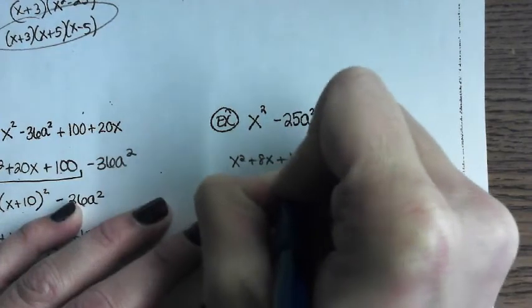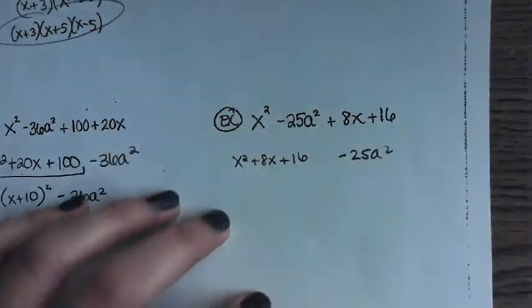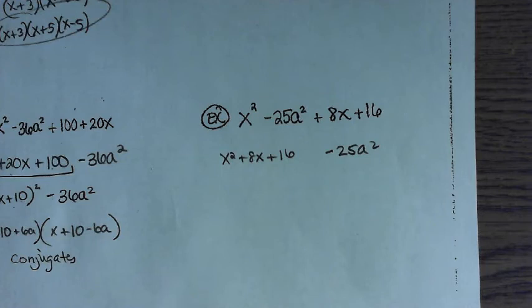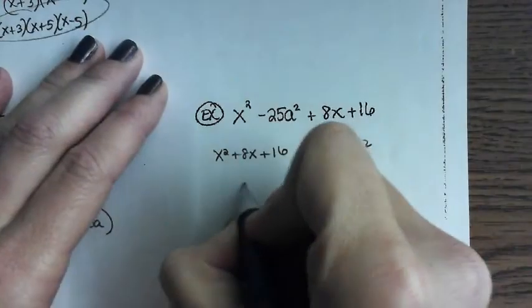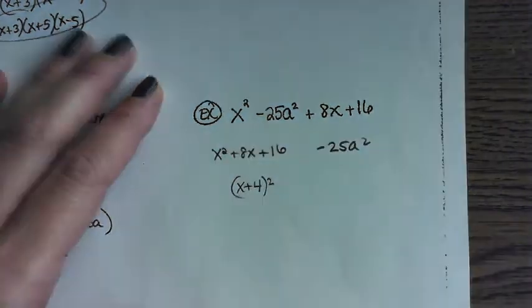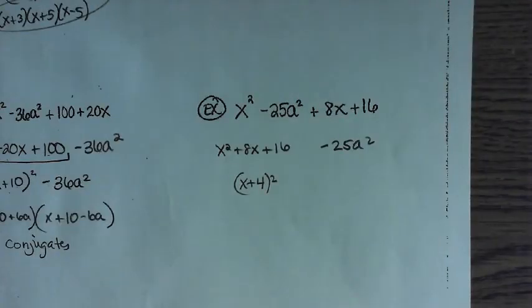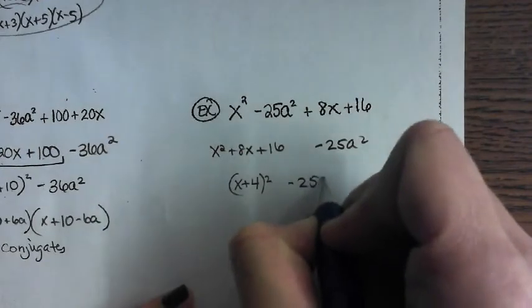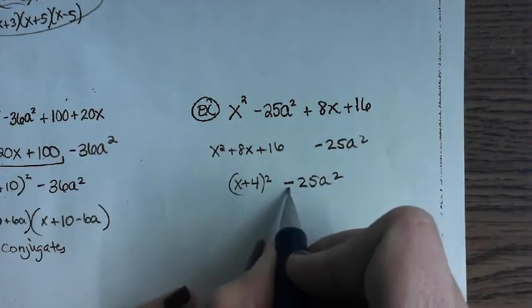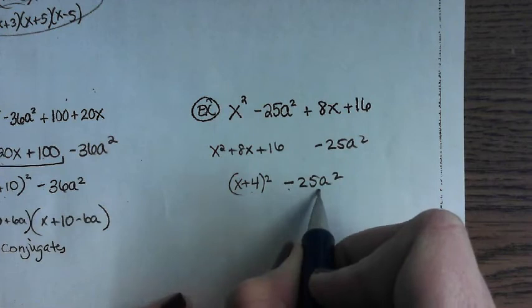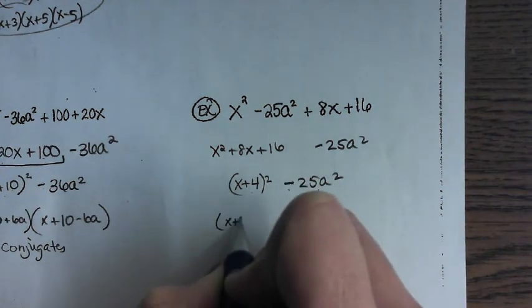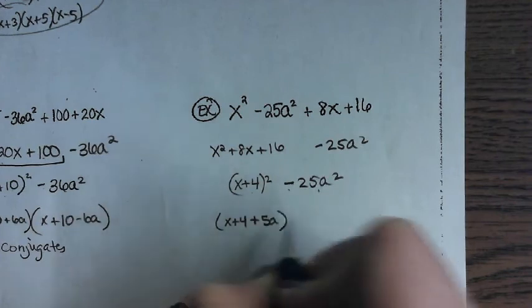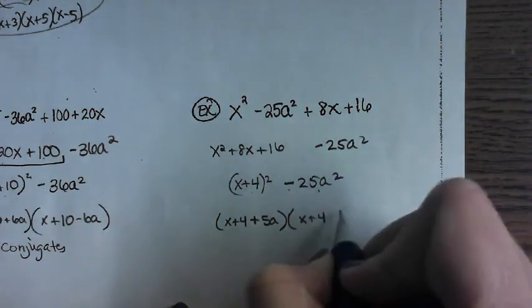Bella: x squared plus 8x plus 16 minus 25a squared. Perfect. And I'm going to separate them so you can see the trinomial. That's a perfect square trinomial. That's going to factor into x plus 4 squared. And that's going to probably take you guys a little bit more time to really see that trinomial and how that factors so quickly. But then minus 25a squared. And again, we have the difference of a perfect square and a perfect square. So that's going to be x plus 4 plus 5a and x plus 4 minus 5a.